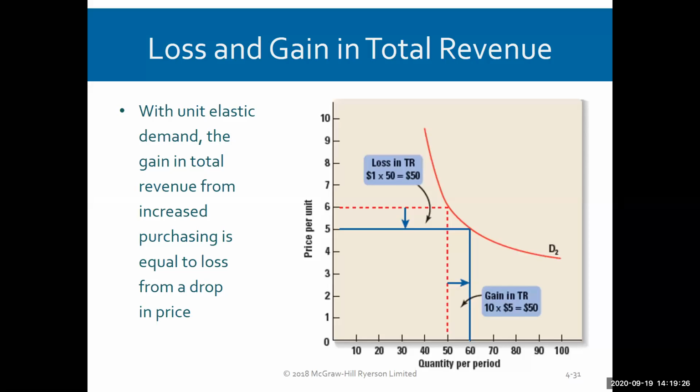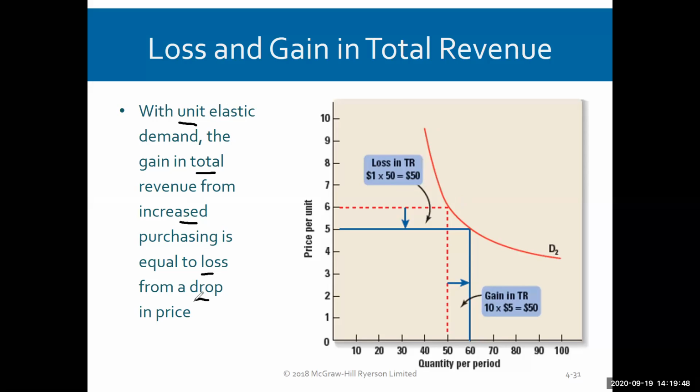Okay, and the last one we do is that in-between case with unit elasticity. And that's where we've got kind of the wonky shaped demand curve. It's got to be perfectly parabolic like this, I think it is. And with unit elasticity, the gain in total revenue from increased purchasing is equal to the loss from a drop in price or from an increase in price.